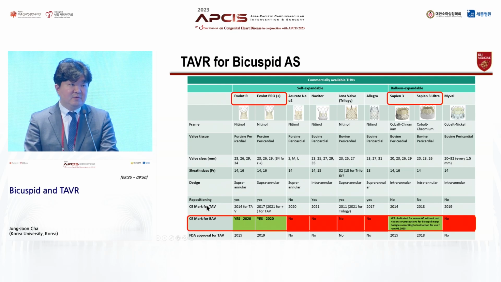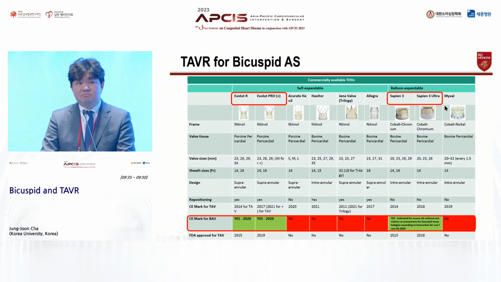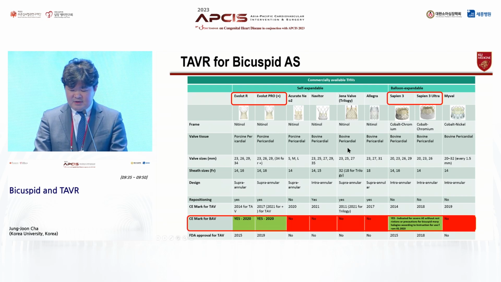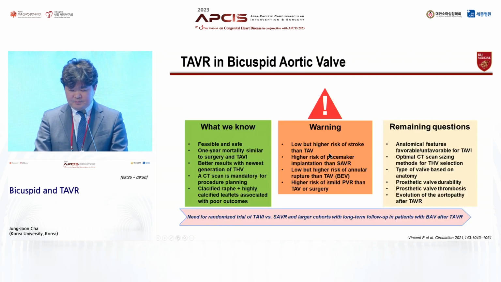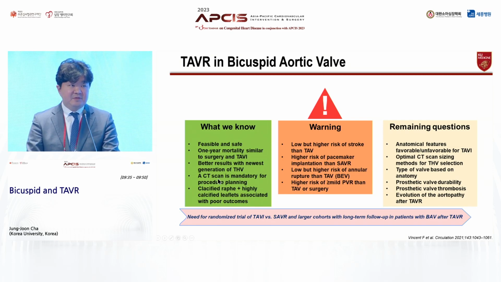There are lots of commercially available transcatheter heart valves, but as you see, only two valves have achieved the CE mark for the bicuspid aortic valve, and other valves are still under investigation for the CE mark. So for the bicuspid aortic valve, what we know is that TAVR is feasible and safe, with outcomes comparable to surgery.